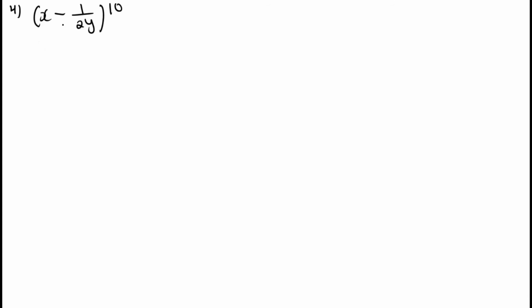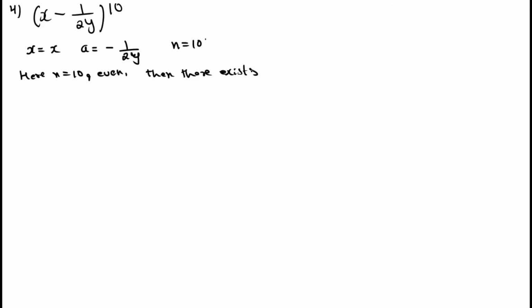Next question is (x minus 1 by 2y) to the power 10. Again you need to find the middle term. Okay, here the x value equals x, the a value, that is the second term, is minus 1 by 2y, and index n equals 10. Here n equals 10, the index is even. Then how many middle terms exist? One middle term, right? Index is even means the total number of terms is odd. That time we can find only one middle term.